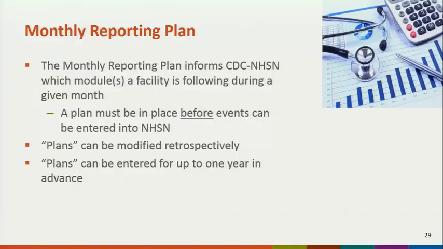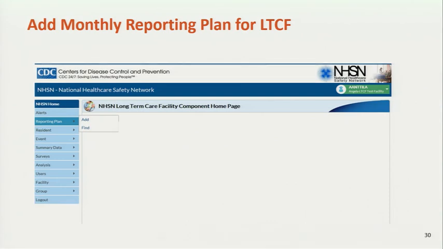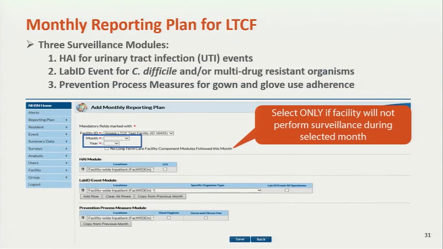So let's talk about the steps for entering a monthly reporting plan. On the home screen, that left navigation bar again, you want to click Reporting Plan and then Add. Next, select the month and year you intend to submit data to the NHSN, and then select your event option. So you can see that you have 3 options, or modules. I like to call these buckets, but technically they're modules.